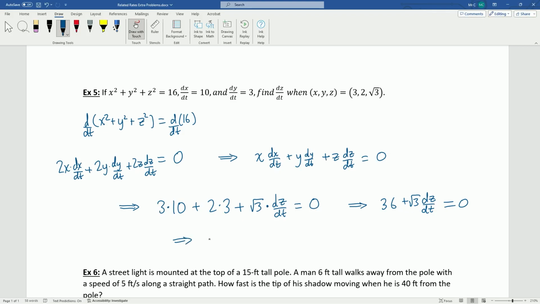And now we just solve for dz/dt algebraically. I subtract the 36, and get the square root of 3 times dz/dt equals negative 36. And now we'll divide by the square root of 3. And we get dz/dt equals negative 36 divided by the square root of 3.